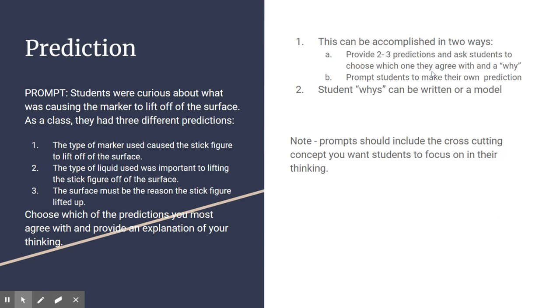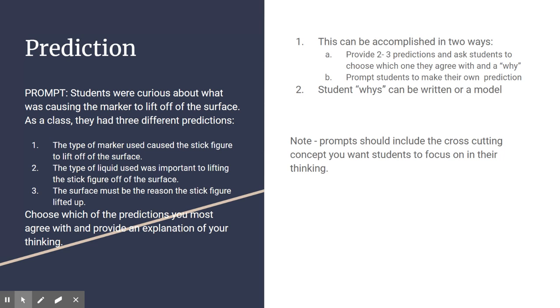Right. The second thing you could do is just ask students to make their own prediction, write it down, and then you could share as a class. So it's really up to you how you choose to go that next step, right? Do I want to give them the predictions and then a why? Do I want them to come up with their own prediction and then a why? Your choice. Okay. I like giving them the predictions.